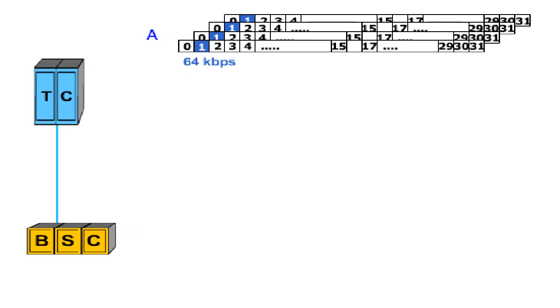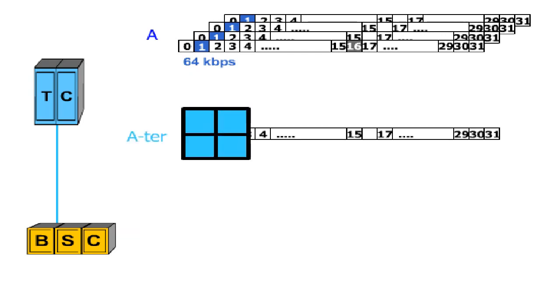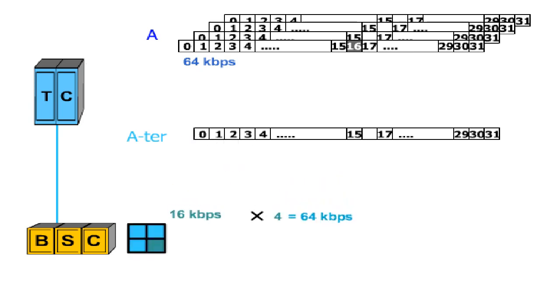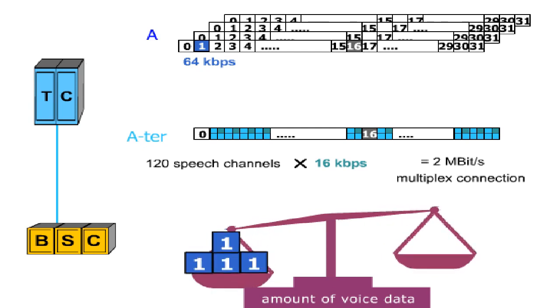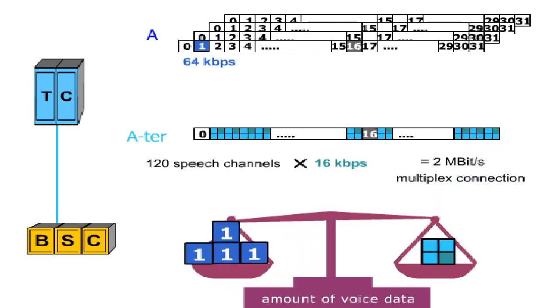4 traffic channels of the A interface are bundled into 4 ATA channels of 16 kilobits per second each, which are subsequently transmitted to the BSC in a 64 kilobits per second physical ATA time slot. Conversely, signals coming from the BSC are transcoded from 16 to 64 kilobits per second, which is the bit rate typically used in fixed networks. Signaling channels are not transcoded. At the ATA interface, 120 speech channels of 16 kilobits per second each form a 2 megabit per second multiplex connection. 4 times as many A links as ATA links are necessary to transmit the same amount of voice data.